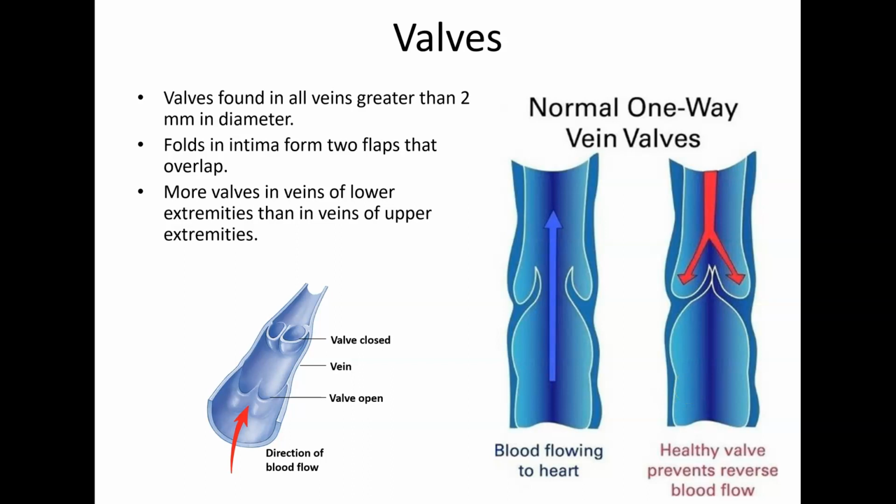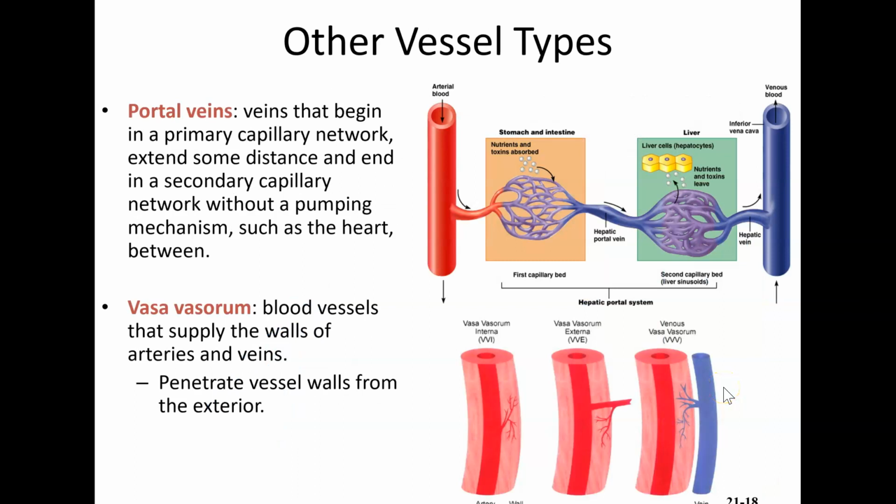And for that reason, we will always find more valves in the veins of our lower extremities than in our upper extremities. There are 2 different types of vessels that we need to mention. One of them you have already kind of learned when we discussed the full body veins, but you may not have recognized exactly what was going on there. And I'm talking about the hepatic portal vein.